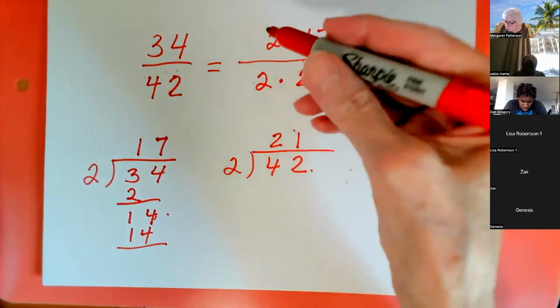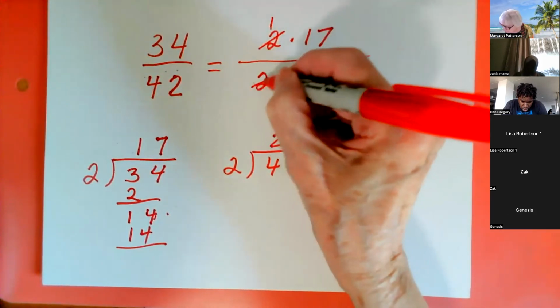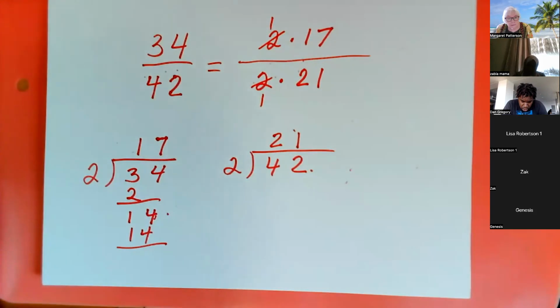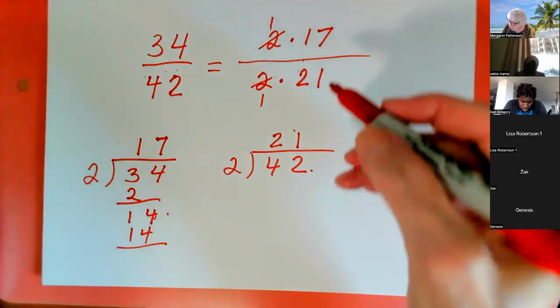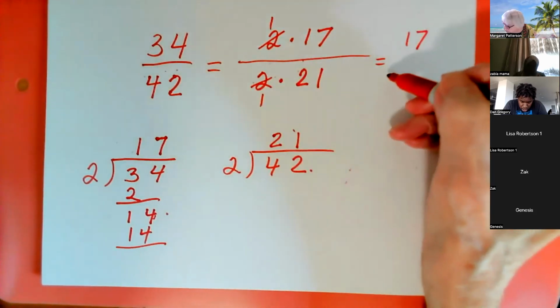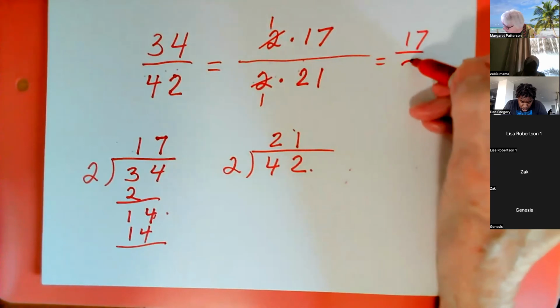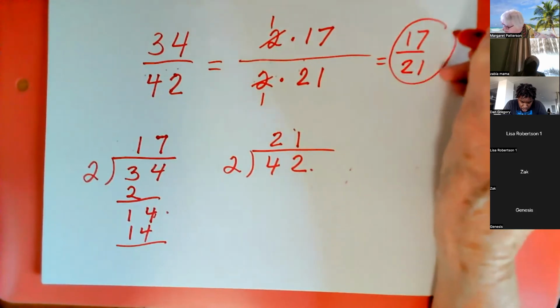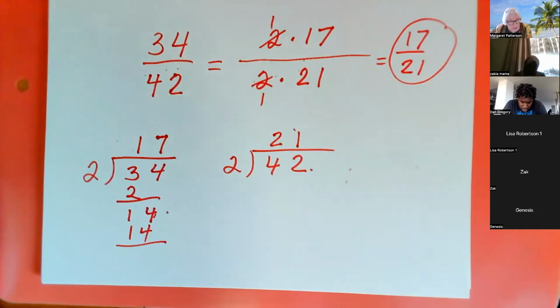This one here, the 2s are going to hit the dust. You ready for that? Because 2 divided by 2 is 1. And so all you have to do is, this is 17, and 1 times 21 is 21. And there you go. You see how I did this?